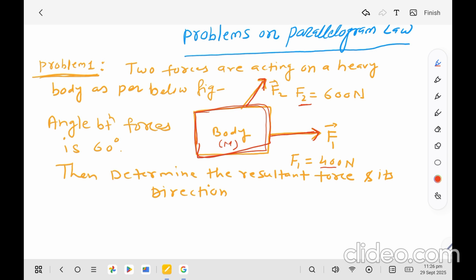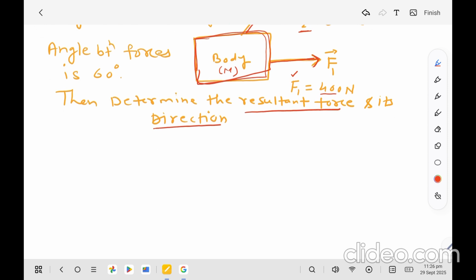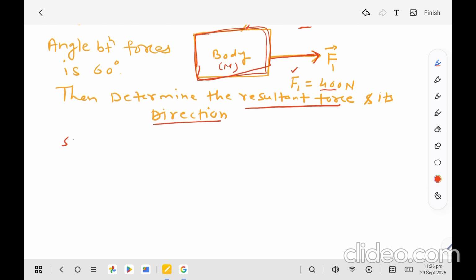The magnitude of force F1 is 400 Newton, F2 is 600 Newton, and the angle between these forces is 60 degree. Now you have to determine the resultant force and its direction with F1 or F2. First, let's check whether we can use the law of the parallelogram to solve this problem or not. The first job is to make an equivalent force diagram.